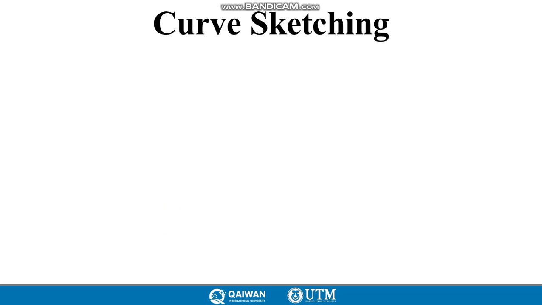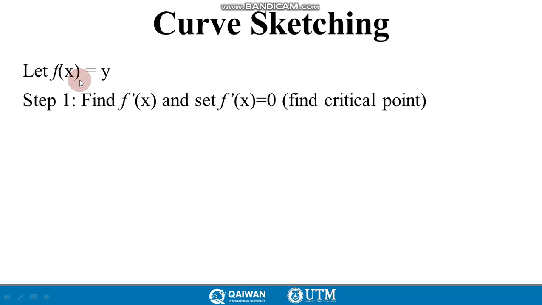And for curve sketching, we should follow these steps. Let f of x be y. Here, we should have a given function, let's say f of x. In step 1, we find f prime of x and set it to 0 to find the critical points. That means we find the values of x, and after that we put the values of x into the function to get the critical points as we did before.